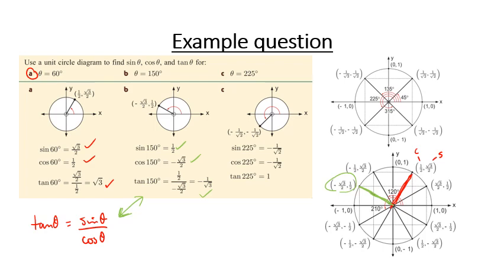Now we're looking at sine of 225. Looking at an angle of 225, it looks like it's around here. We've got our negative 1 over root 2, negative 1 over root 2. It's in the third quadrant, so they're both going to be negative. And when you use the tan function of sine theta divided by cosine theta, you'll end up with tan 225 equaling 1.